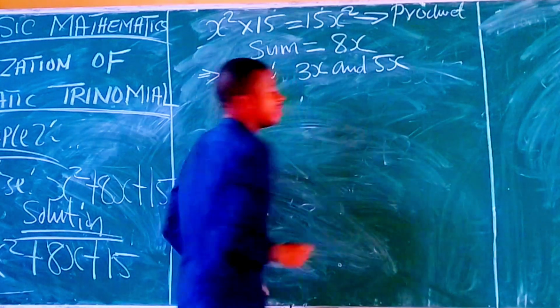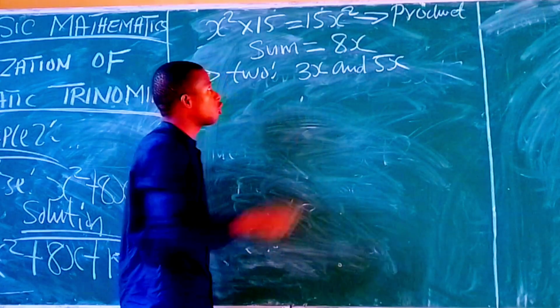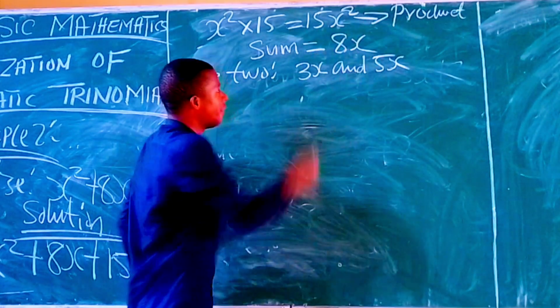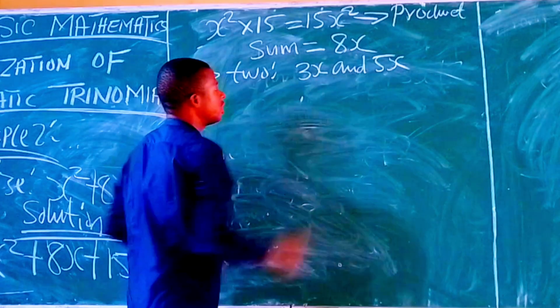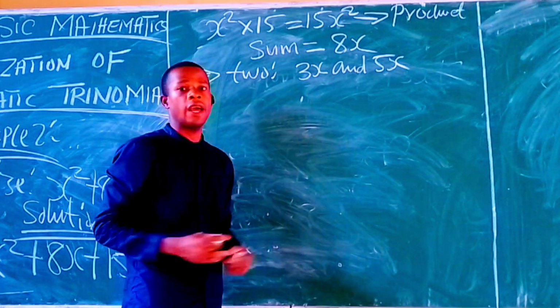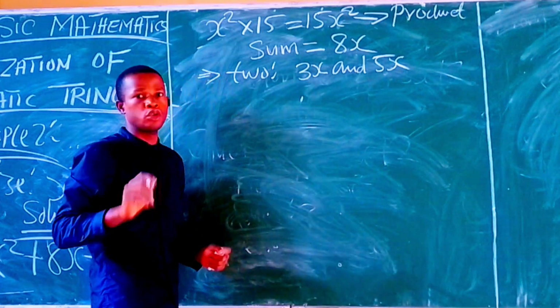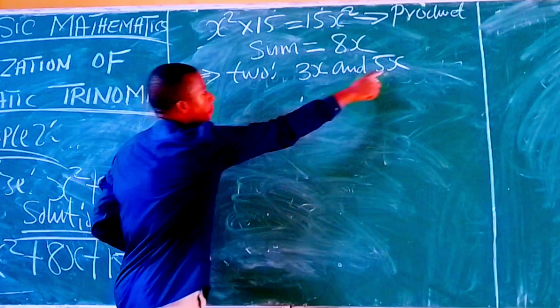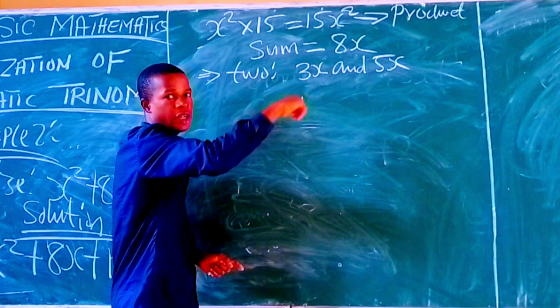5x. These two numbers. Because if you multiply 3x and 5x, it's going to give us what? 15x squared as the product. Then if we add 3x plus 5x, it's going to give us what? 8x. So these two numbers satisfy the condition of this quadratic trinomial. Now, after identifying that, the next thing we are going to do is to put those two numbers in place of the middle numbers in the expression that is being given.